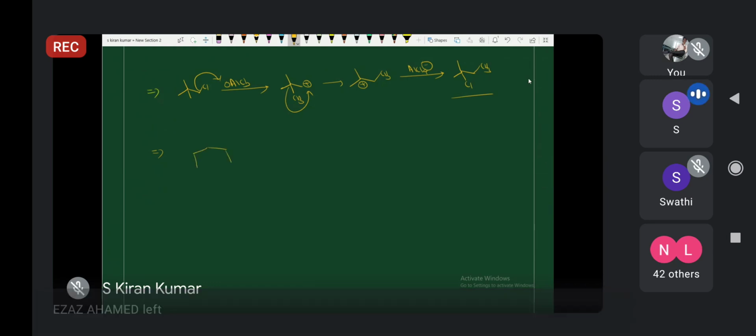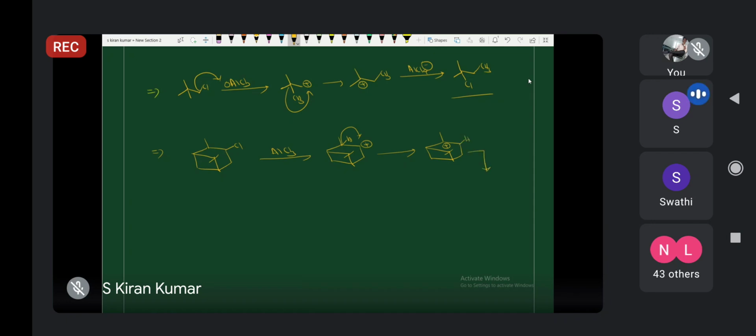Like this, a bicyclic compound is given. First, what does it form here? Secondary carbocation. Secondary rearranges to the tertiary. Hydrogen transfer.